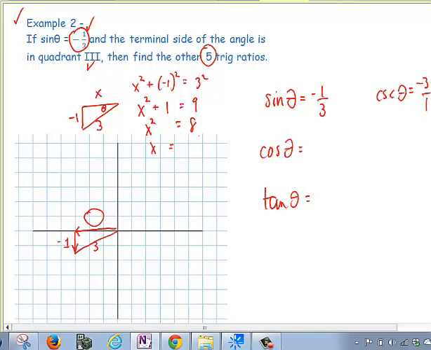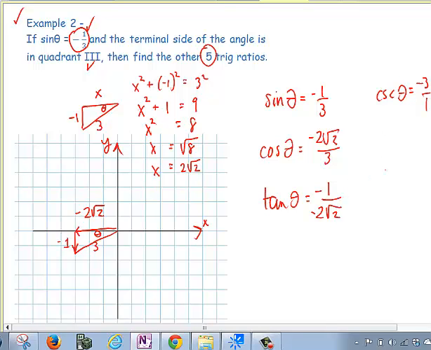So x is going to equal the square root of 8, which can be simplified to give you 2 root 2. So now that we know the x side is 2 root 2, you also know that that's negative because in this quadrant, the x side points to the left. So using that angle as a reference angle, the cosine has got to be -2 root 2 over 3, cannot be simplified, and the tangent ratio is -1 over 2 root 2, which is also negative.